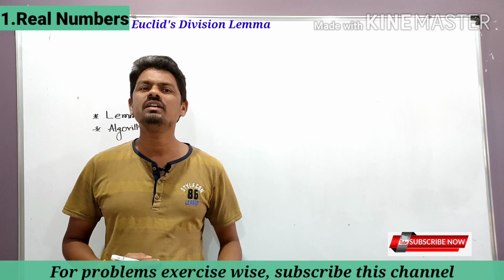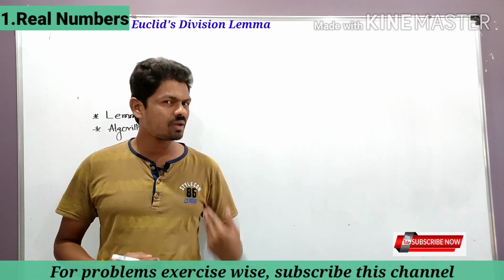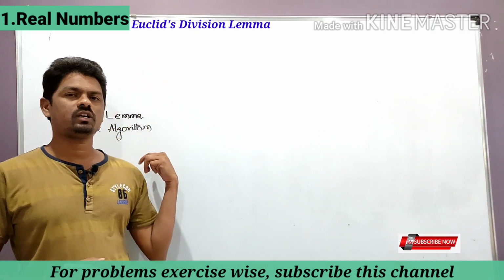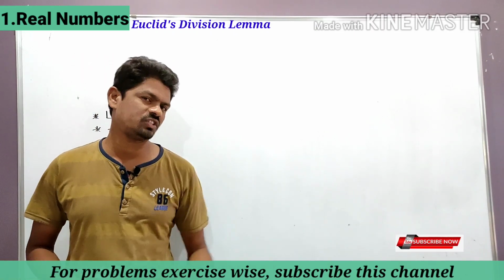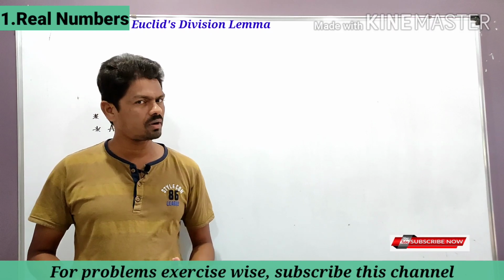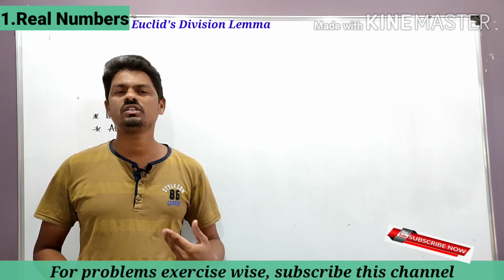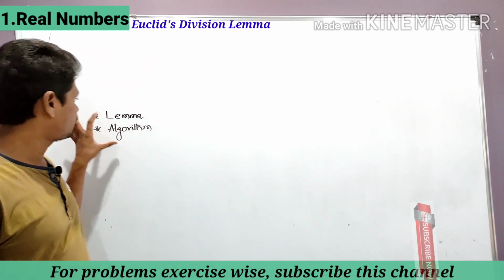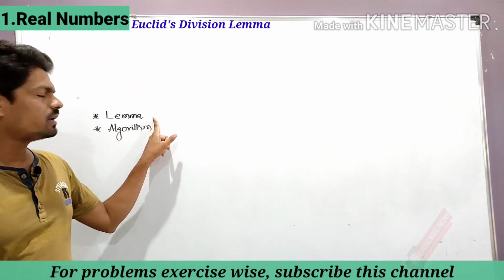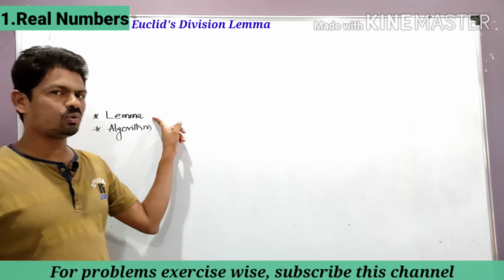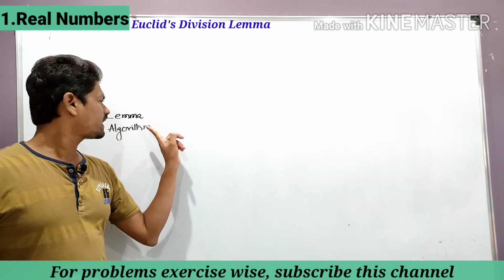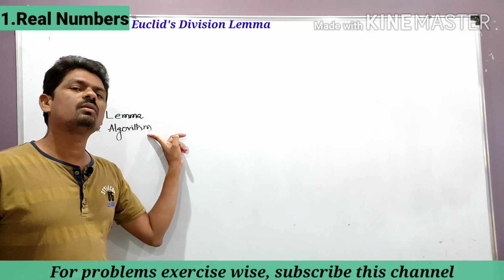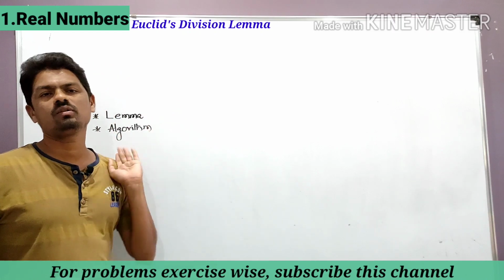But an algorithm is a sequence of steps involved to solve a problem. You have to remember that. An algorithm is a sequence of steps involved to solve a problem, but a lemma is a proven statement used to prove the other statements. That is the difference between these two words. These two you have to remember.